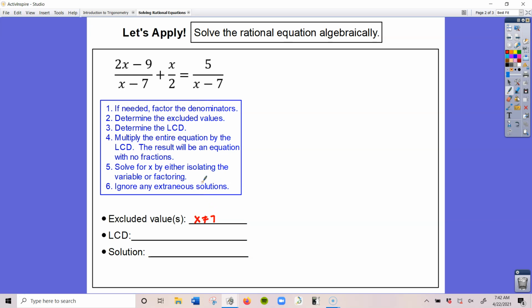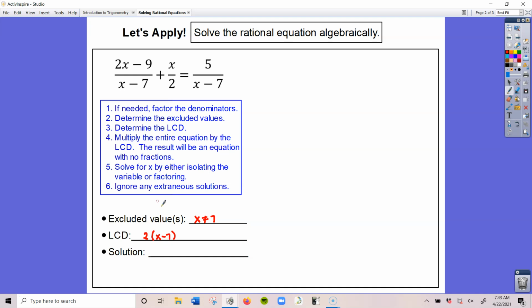Now, let's move on to how to solve. First, we have to determine what the LCD is, since this is an addition problem. When I look at my denominators, my LCD is just taking all of those individual parts of the denominators and putting them together. So we have the x minus 7, and then we have the 2. We have another x minus 7, but since I wrote it here, we don't need to write it again. This is my LCD, 2 times (x minus 7).